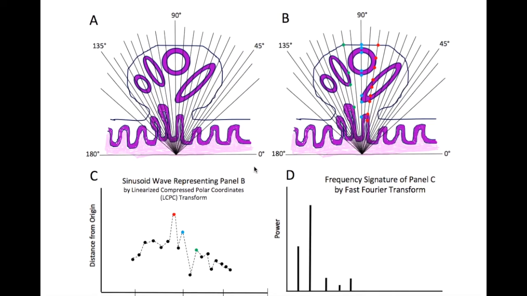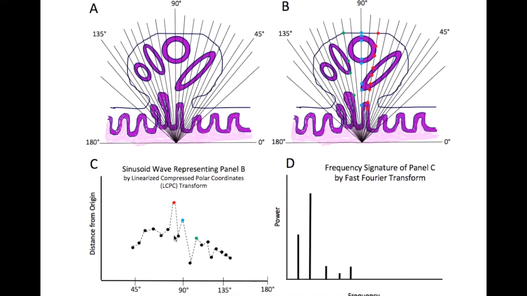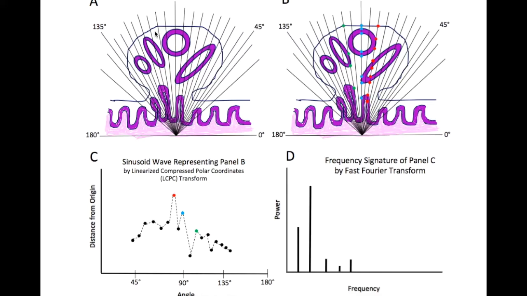In this way, by applying the LCPC transform on this image of a colon polyp, we can derive a discrete sinusoid wave that represents the complexity of this. And if we do a Fourier transform on this discrete wave, what we get is a handful of frequencies that serve as a signature of this shape and this degree of tubularity. So we have simplified a very complex image, a more complex morphology, into an objective handful of frequencies that is like a signature of that kind of image.